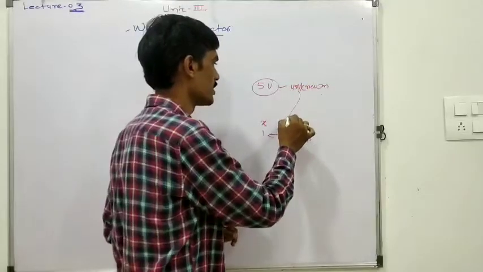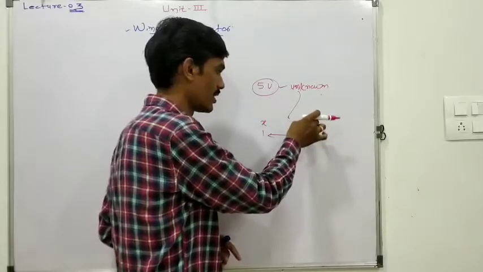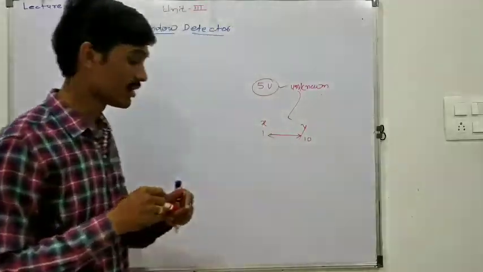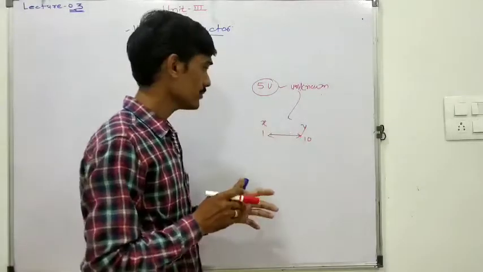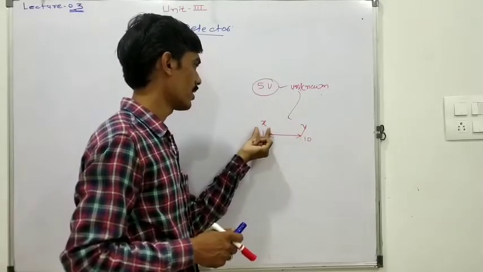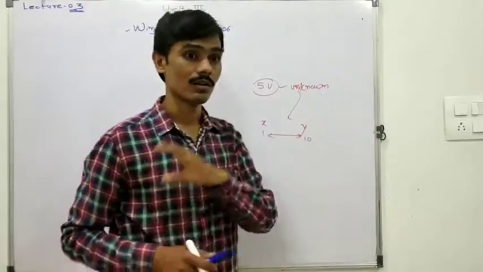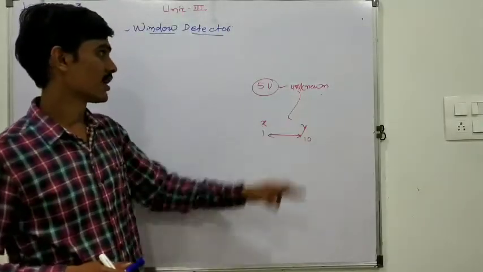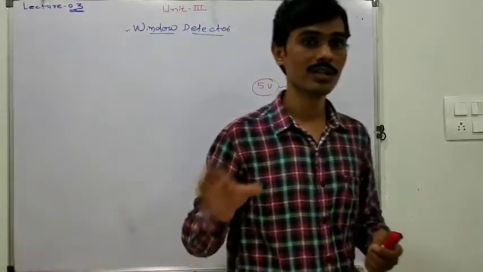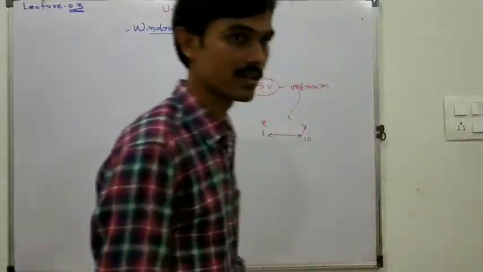Whether this unknown voltage is appearing in between these two, X and Y range, or whether it is greater than Y or less than X, that we have to detect. To detect whether this unknown quantity appears in between this range, above this Y range, or below this X range, we have to design a circuit which detects such a problem. That circuit is nothing but a window detector, where we detect whether a voltage is appearing in between the window or out of the window. That circuit is a window detector circuit.